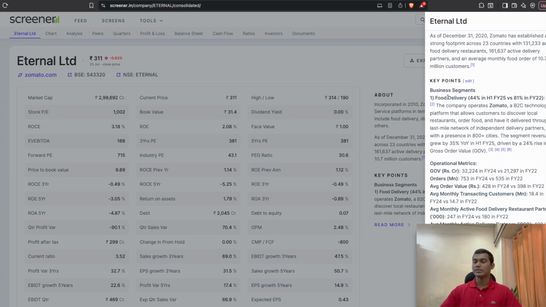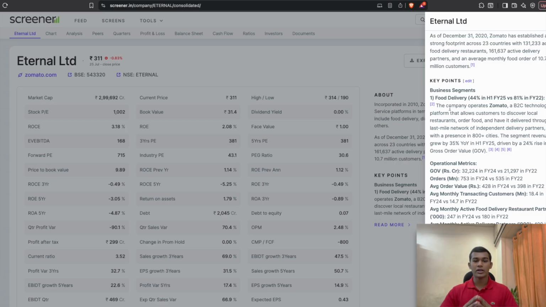Now you can understand Zomato has three main divisions. First is your food delivery business. Then you'll understand a brief of the business segments. That company operates Zomato B2C technology platform. You can read it to understand more about the business.